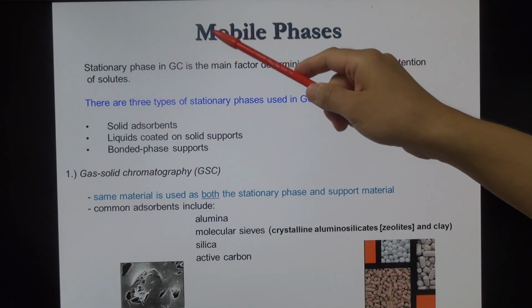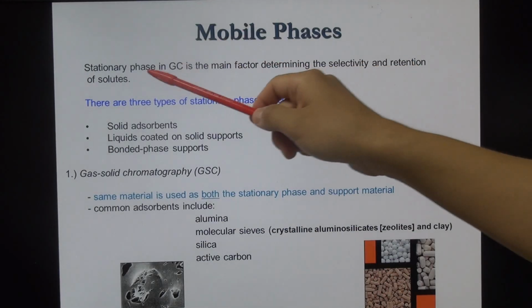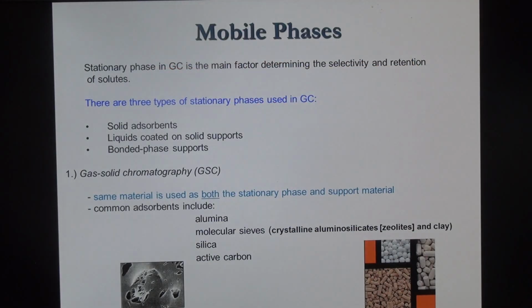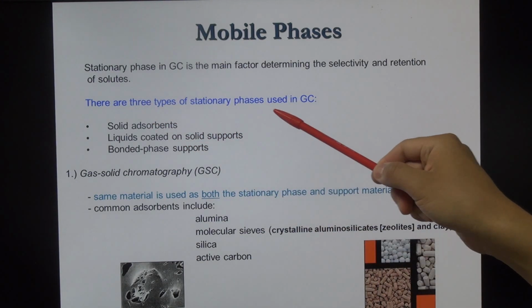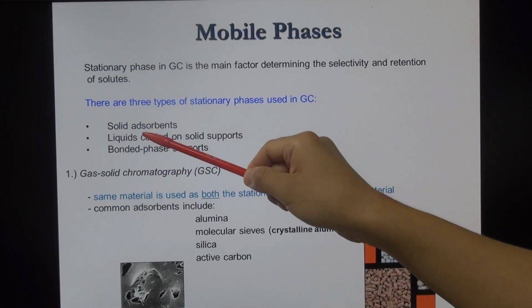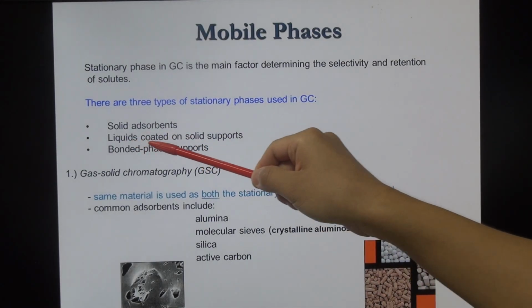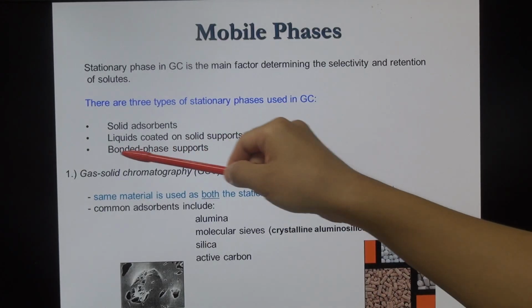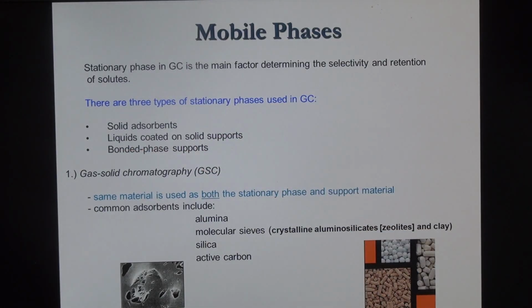Actually, the title is wrong. The stationary phase. The stationary phase is very important in GC because that's what separates the different kinds of solute based on the different degree of retention, right? So basically there are three different types of stationary phase used in GC: solid adsorbent, liquid coated on solid supports, and bonded phase supports.